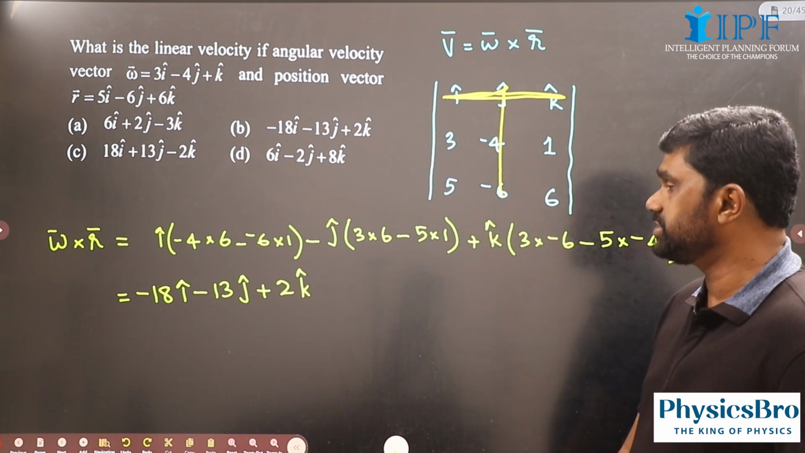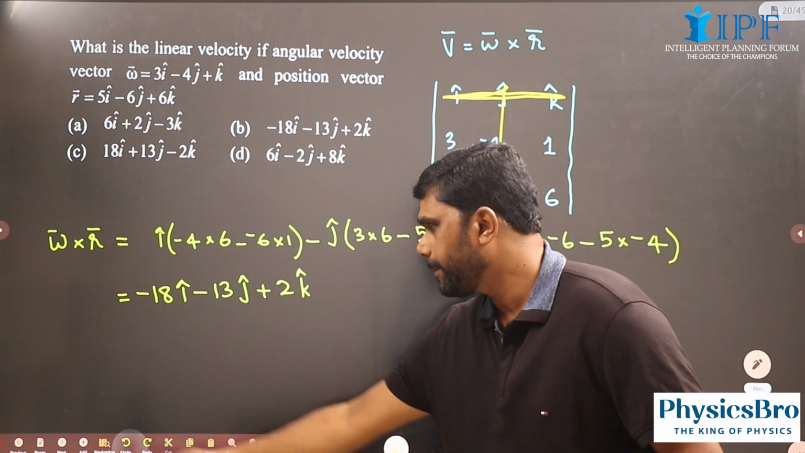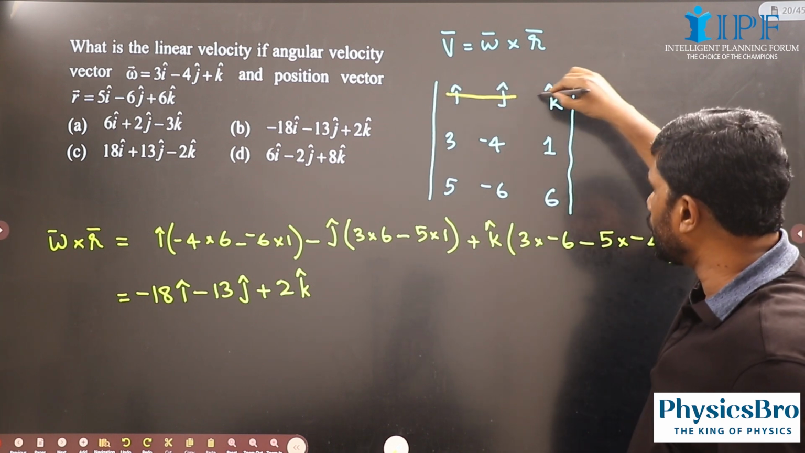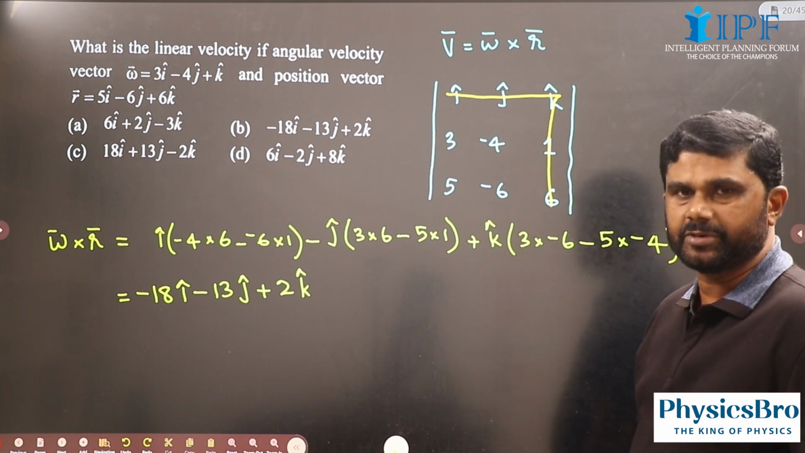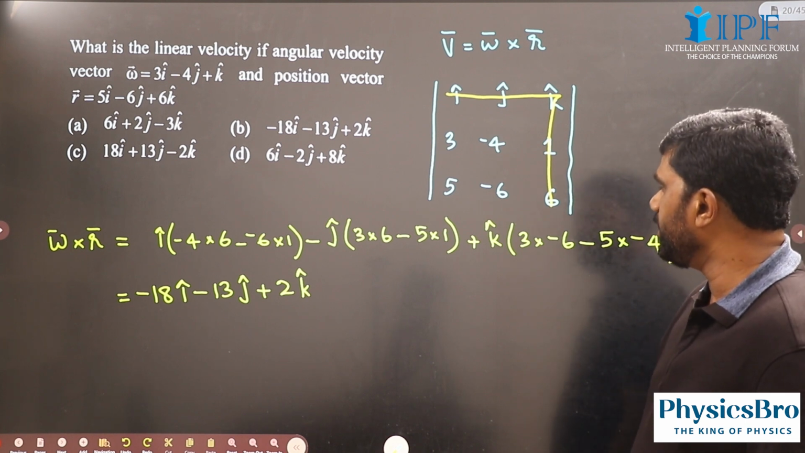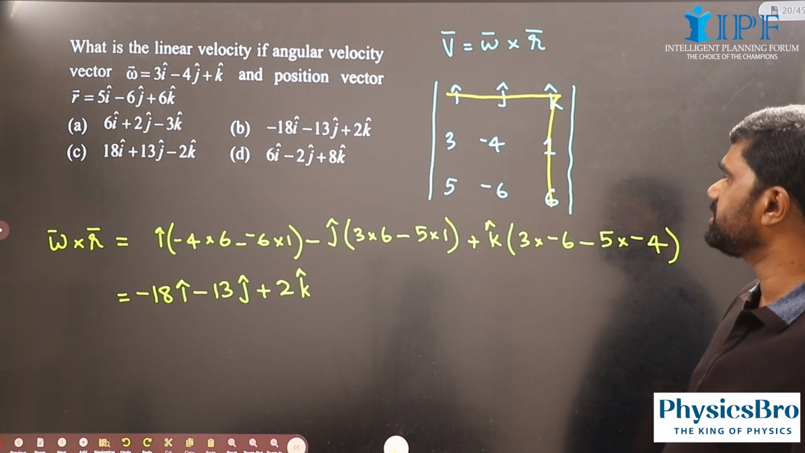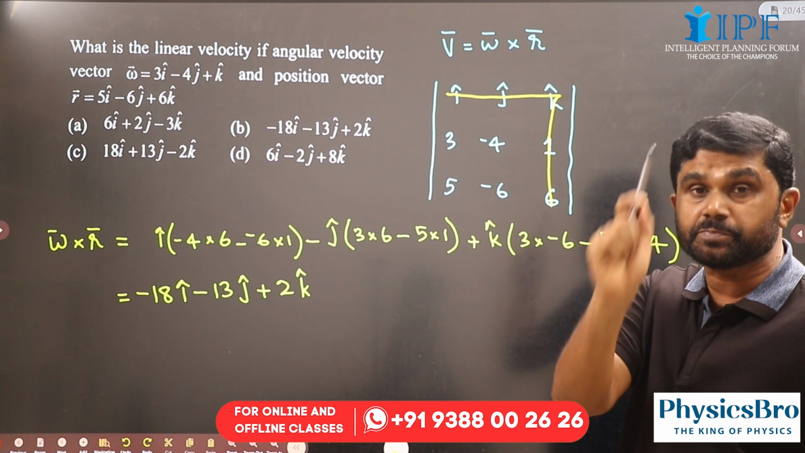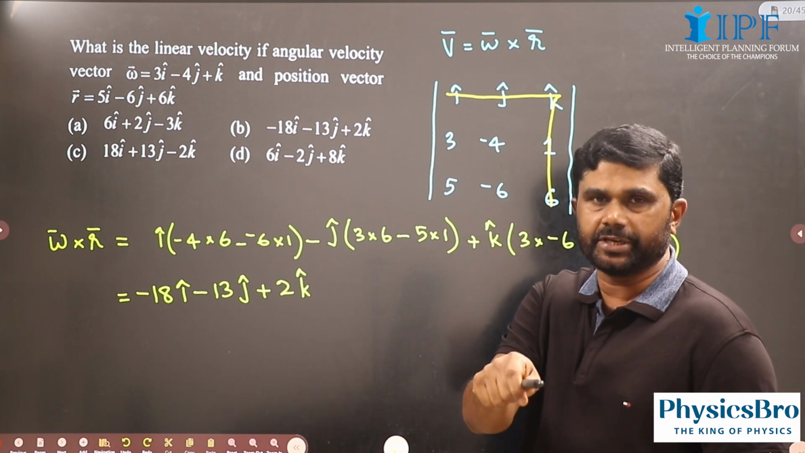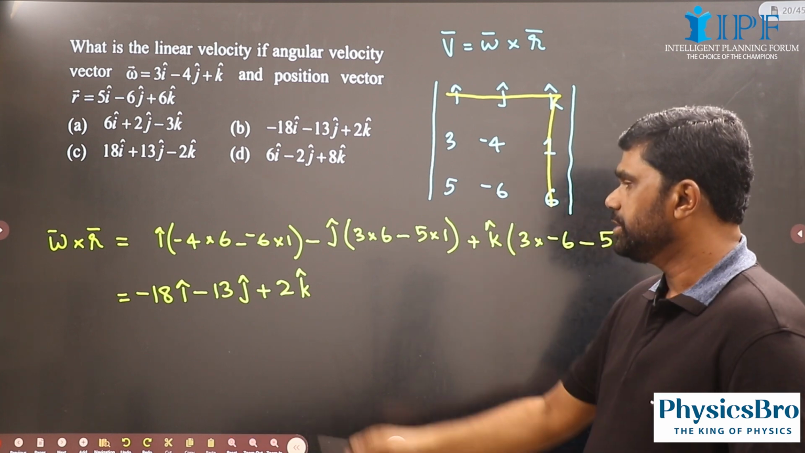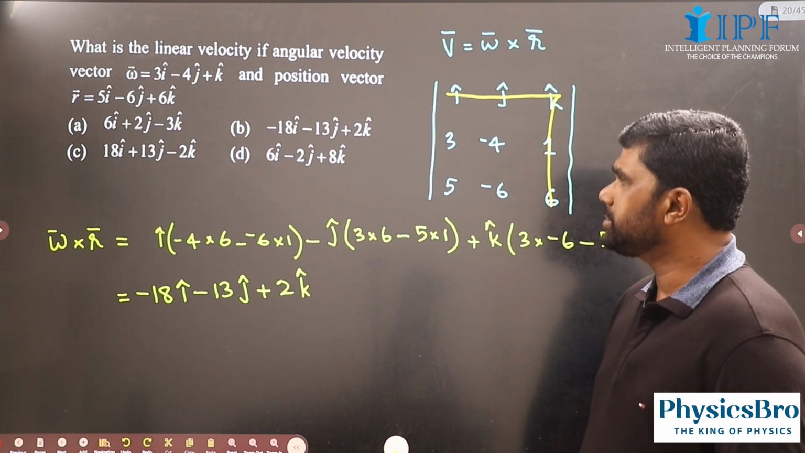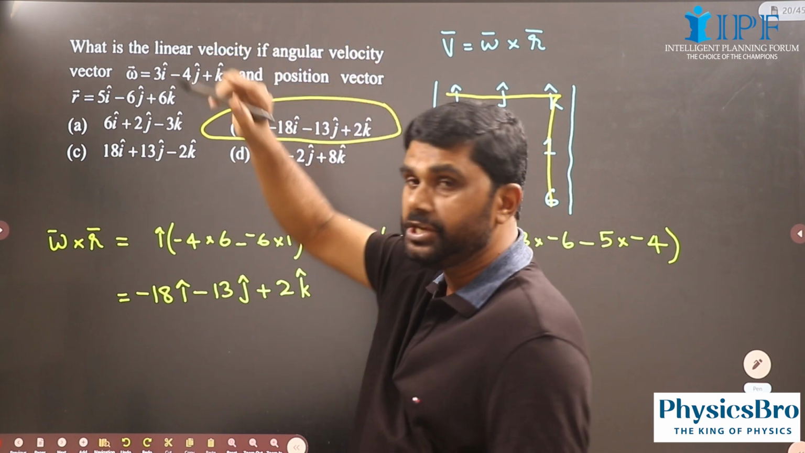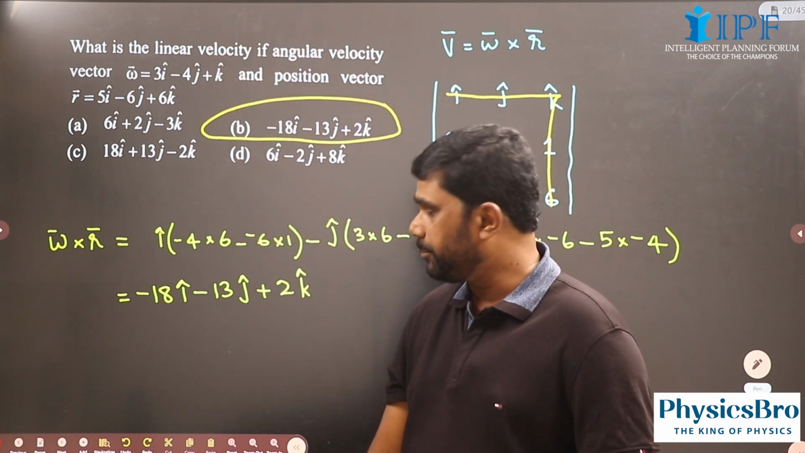Okay, and there will be minus j, minus 13j we have. Now next that is k, we have to eliminate the row and the column containing that particular element. k cap, what remains? 3 into minus 6 that is minus 18, 5 into minus 4 that is minus 20. So minus 18 minus minus 20, minus 18 plus 20, that is plus 2k. So minus 18 i cap minus 13 j cap plus 2k cap, that is the linear velocity in vector form or component form, let us say.